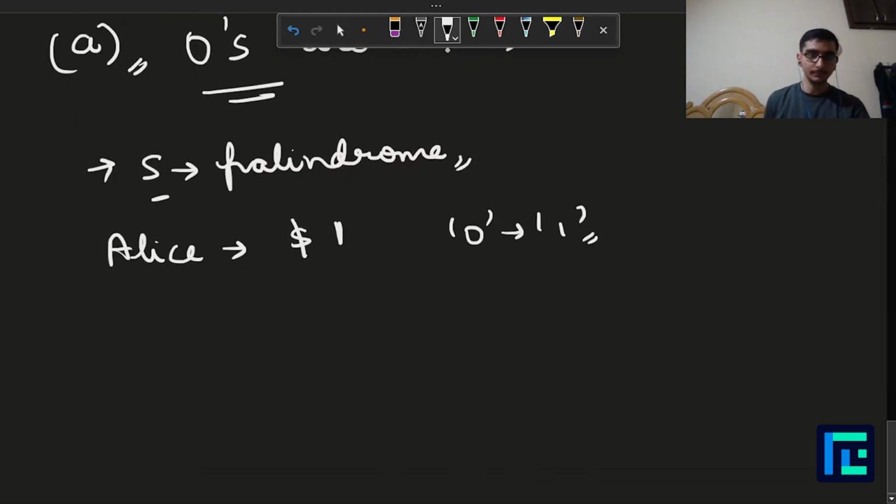Correct. Right. Now I am saying that Alice can convert any 0 to 1, but can we prove that after converting any 0 to 1, the new string s would not be a palindrome for now? Can we prove it? Let's see how we can prove that.